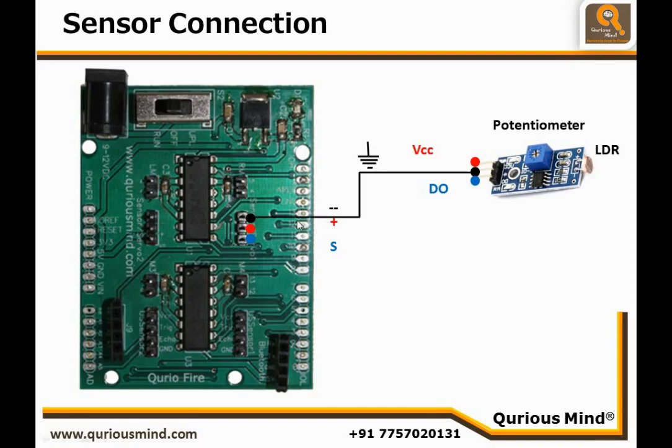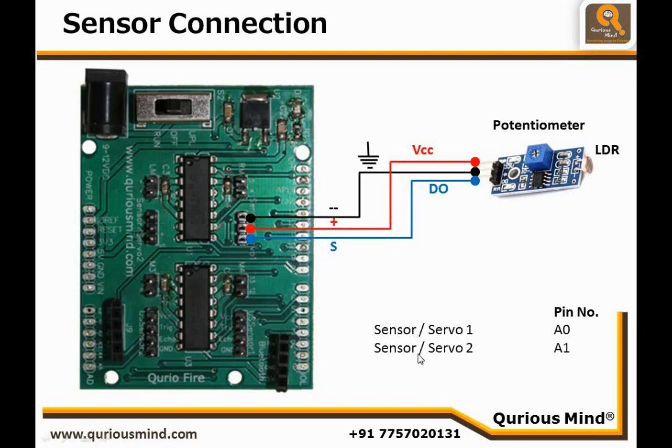Now we are going to connect the negative of the CurioFire board with ground of the sensor. Then the positive of the CurioFire board is going to connect with VCC of the sensor, and finally S, which is signal, is going to be connected with DO of the sensor. So the sensor value is going to be transferred to the S pin. Now we know we have two sensors and they are internally connected with Arduino pins. The sensor/servo1 is connected to the A0 pin, whereas the sensor/servo2 is connected to the A1 pin.